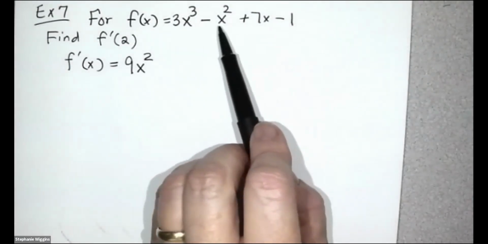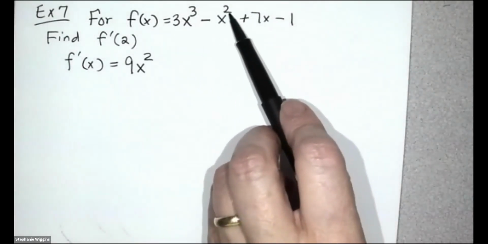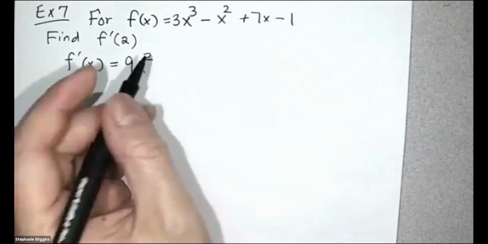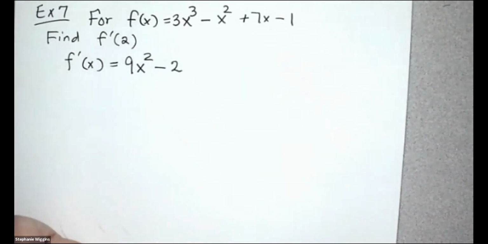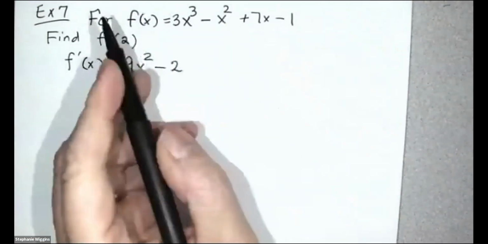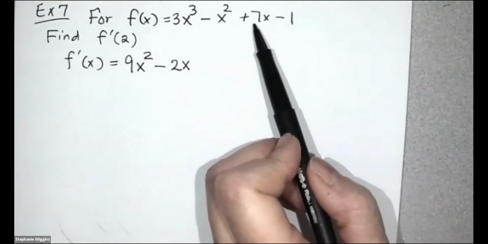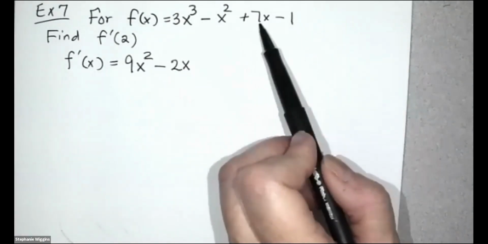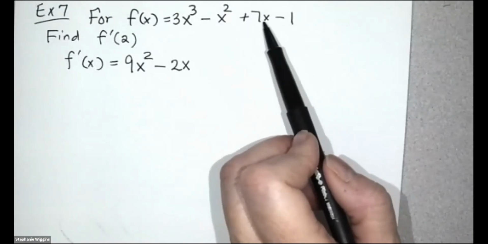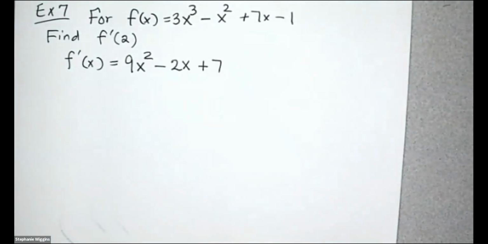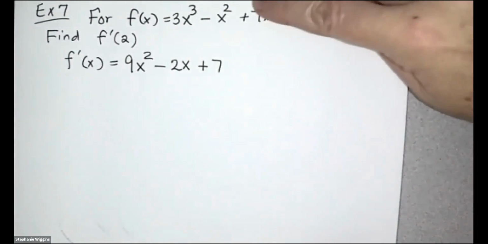Now moving on to the next term, take your power. This is understood to be -1. 2 times -1 is -2. Subtracting 1 from 2 gives me x to the first power. Well, that's just x. And then here we have our linear function, 7x minus 1. This has slope 7. So there is your final constant term coming from this linear function.